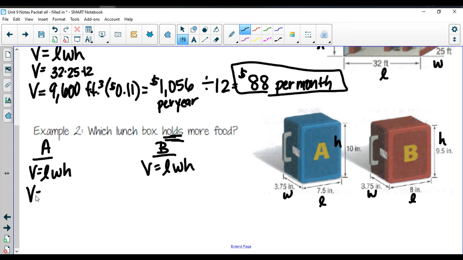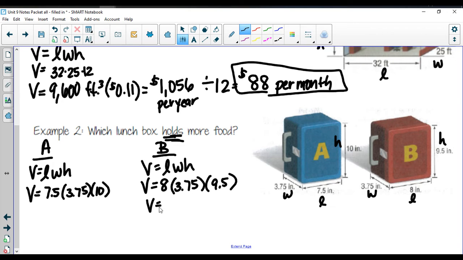So for lunchbox A, if I plug in my numbers, my length is 7.5, my width is 3.75, and my height is 10. I'm going to do lunchbox B. I'll go ahead and set it up, and then I can just calculate all at the end. My length is going to be 8, my width is 3.75, and my height then is 9.5. So I'm going to go ahead and multiply these. So 7.5 times 3.75 times 10, which will give me 281.25. My units are inches, so I'm going to say inches cubed because we are talking about volume.